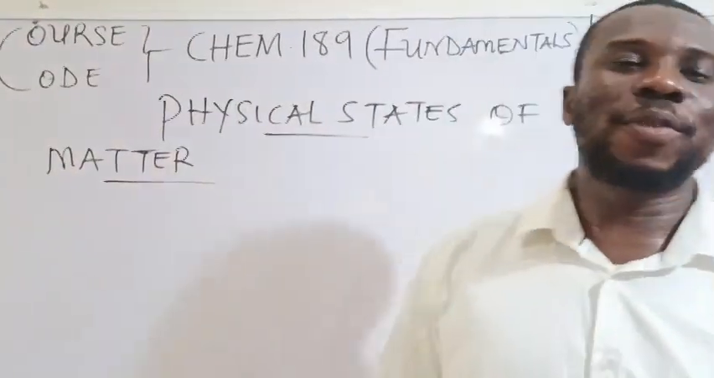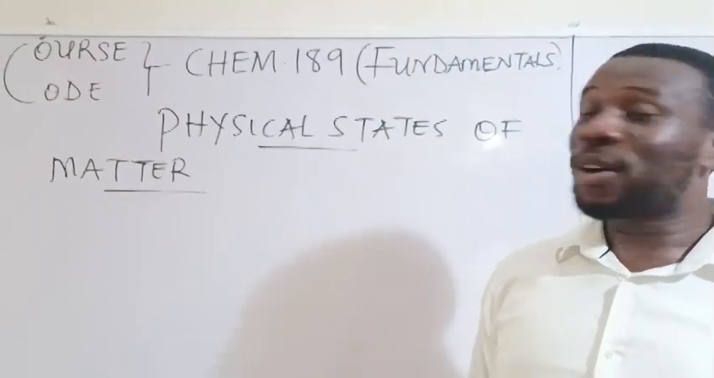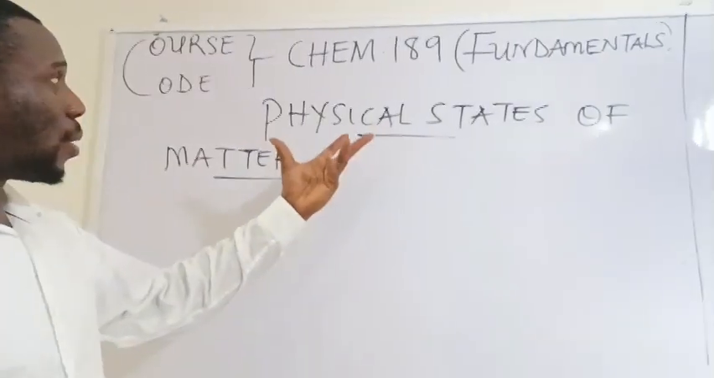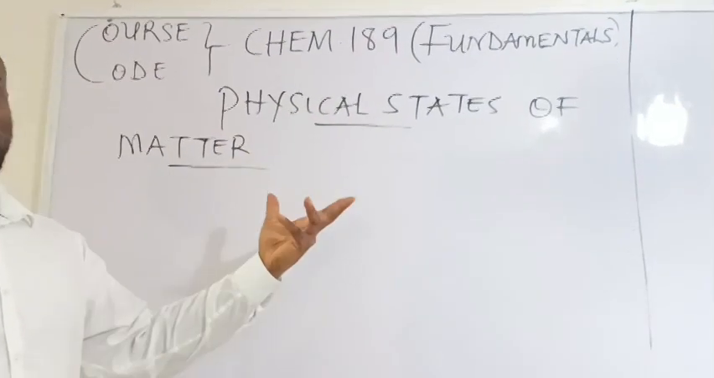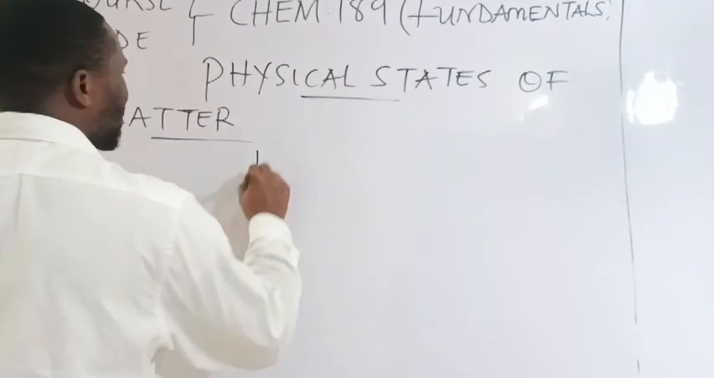This is the fifth part of the first lecture, and it is a continuation from the previous lecture where we discussed the physical states of matter, specifically for a solid substance. Now we go to a liquid substance.